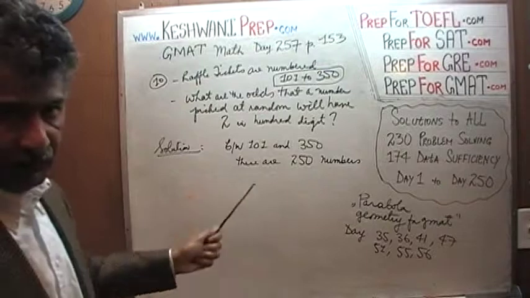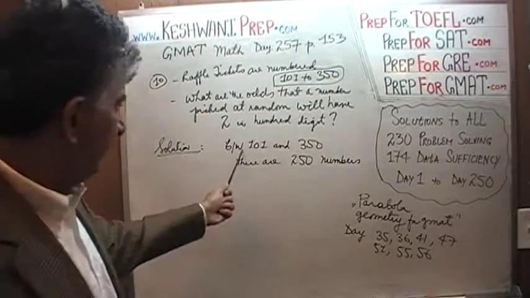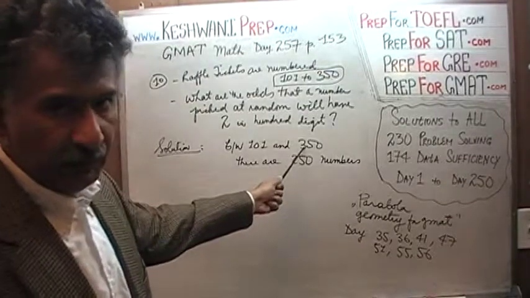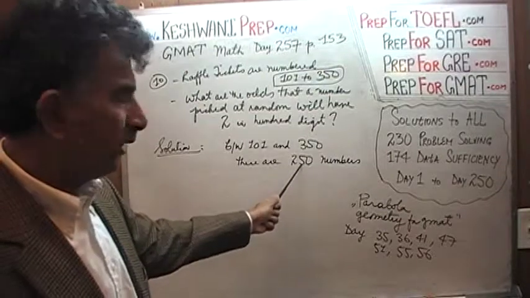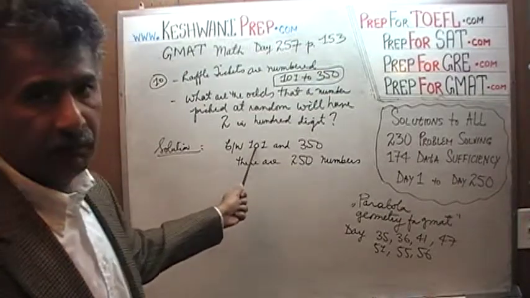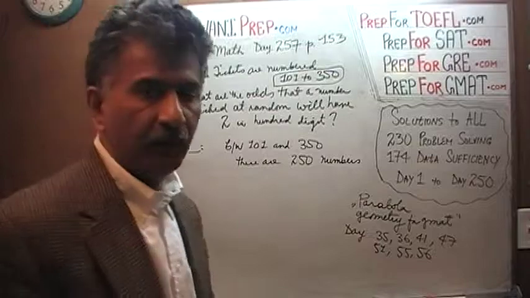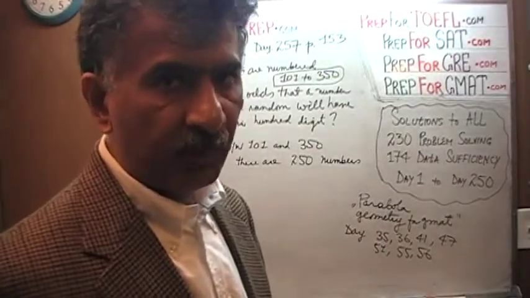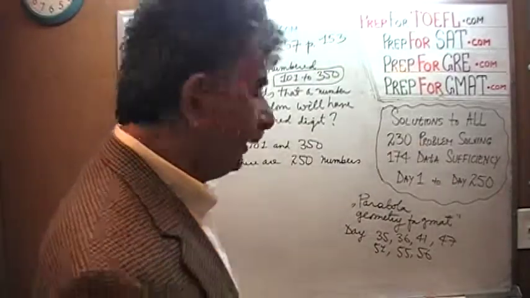Well, very first thing we have to understand is how many numbers we have here. Between 101 through 350, we do not have 350 numbers, we have 250 numbers because we are not counting the first 100. We are not counting the numbers from 1 through 100. So we have 250 numbers, not 350.